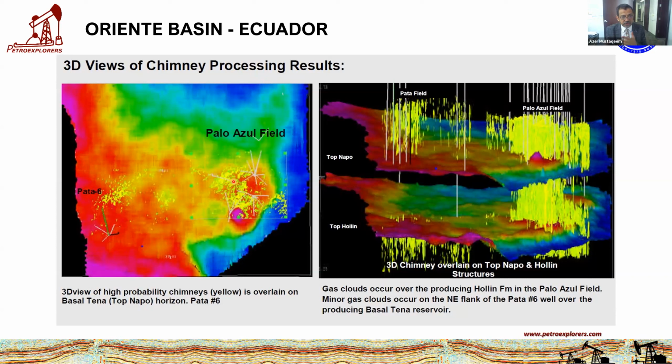So not only is four-way closure there, but if there is an indication that oil migrated into it and it's not breached, then that could be the spill point. If you can map the spill point, that would be very impressive.